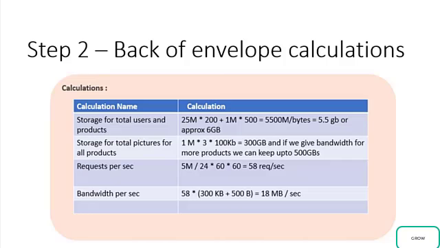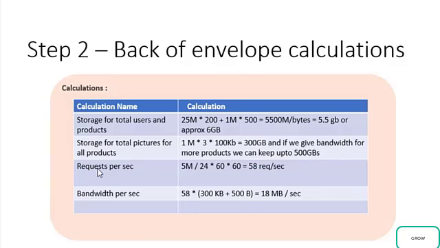Now images, they consume more memory. So we will know how much storage space they require. So we said 3 images per product. We have 1 million products. So 1 million into 3 into 100 KB is roughly 300 GB. So we are giving some buffer over here. We increased it to 500 GB to take care of more pictures that are added later for new products.